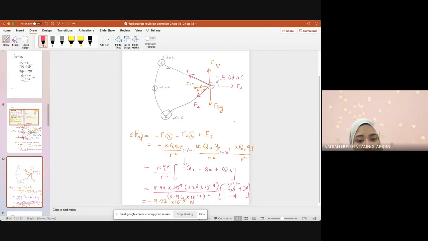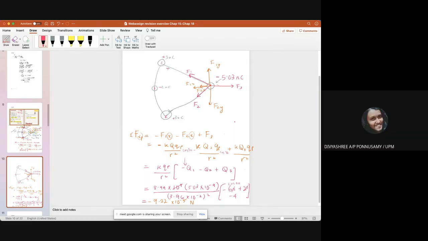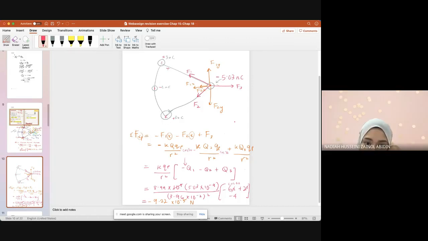Boleh, but preferably refer to the positive x-axis. But jawapan tu tak salah lah. Okay, doctor. But in the web assign, I don't understand why the answer they gave is negative, and then they say it as counterclockwise from the positive x-axis. So I don't know why. Oh, okay. Nanti saya tengok dulu. Thanks Divya for the question. Thank you, doctor. You're welcome.